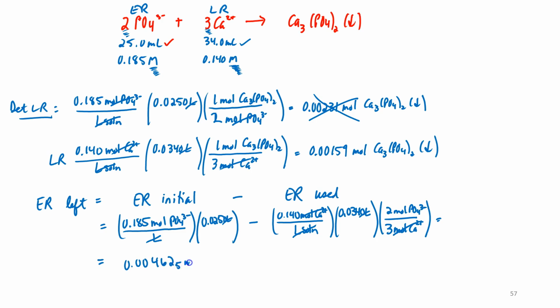And to get the moles of phosphate initially, I got 0.00462 with an insignificant 5. Again, that's initial. Minus the phosphate used, I got 0.00317 with an insignificant 3 moles of phosphate used. So the moles left over are 0.00145 with an insignificant 2.